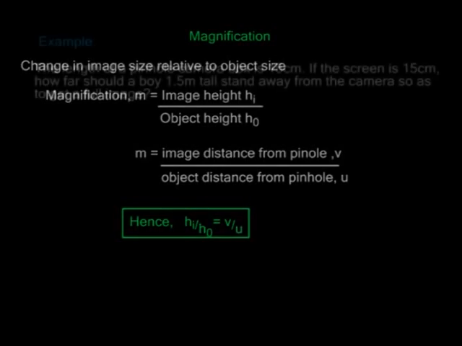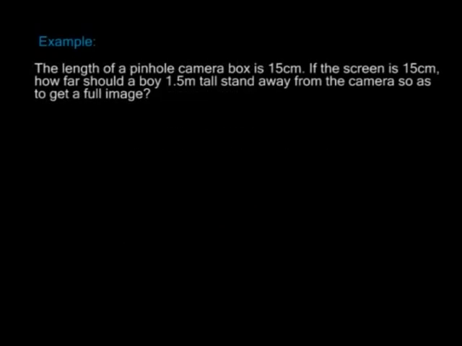Let's take an example. The length of a pinhole camera box is 15 centimeters. If the screen is 10 centimeters in dimensions, how far should a boy 1.5 meters tall stand away from the camera so as to get a full image of the boy? And the solution: the boy's full image means that the image fills the screen in height. That is an image of height 10 centimeters.